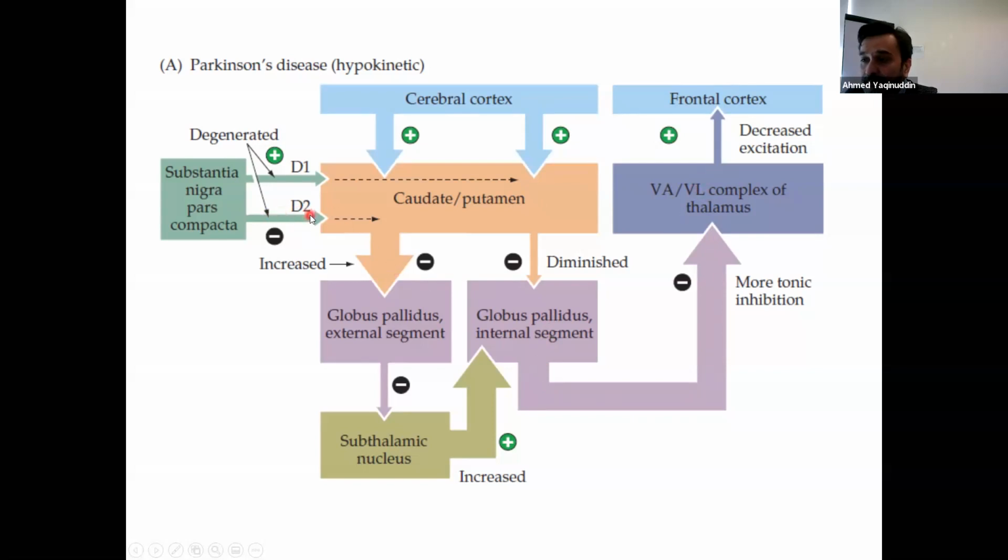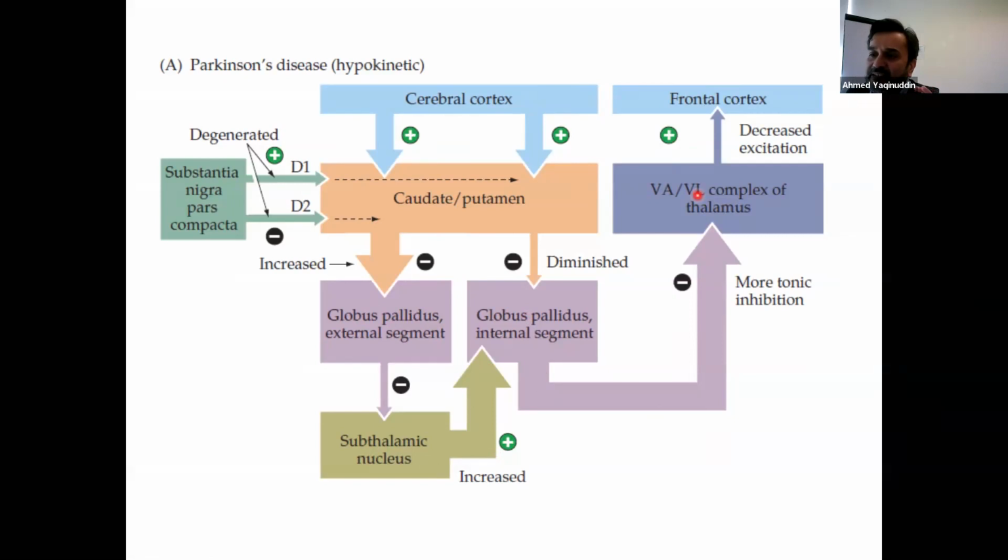On the other hand, D2 receptors are inhibited by dopamine, and if dopamine is not there, they are not going to inhibit the globus pallidus externa pathway. There would be more inhibitory discharge from the striatum to globus pallidus externa. As a result, the tonic inhibition of the globus pallidus externa to the subthalamus will decrease, and the subthalamus will excite globus pallidus interna, leading to more inhibitory response to the thalamus. So what you see really in Parkinsonism is poverty of movement.